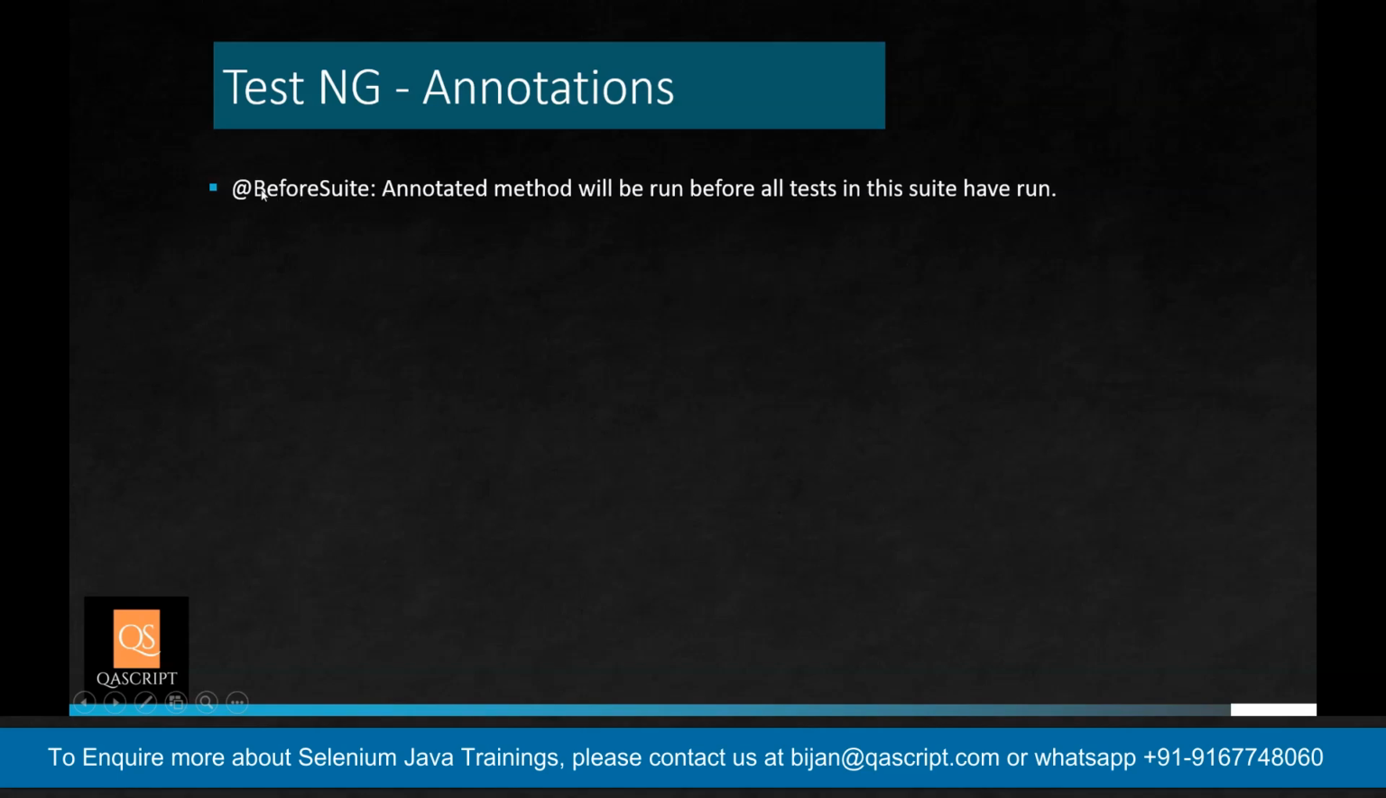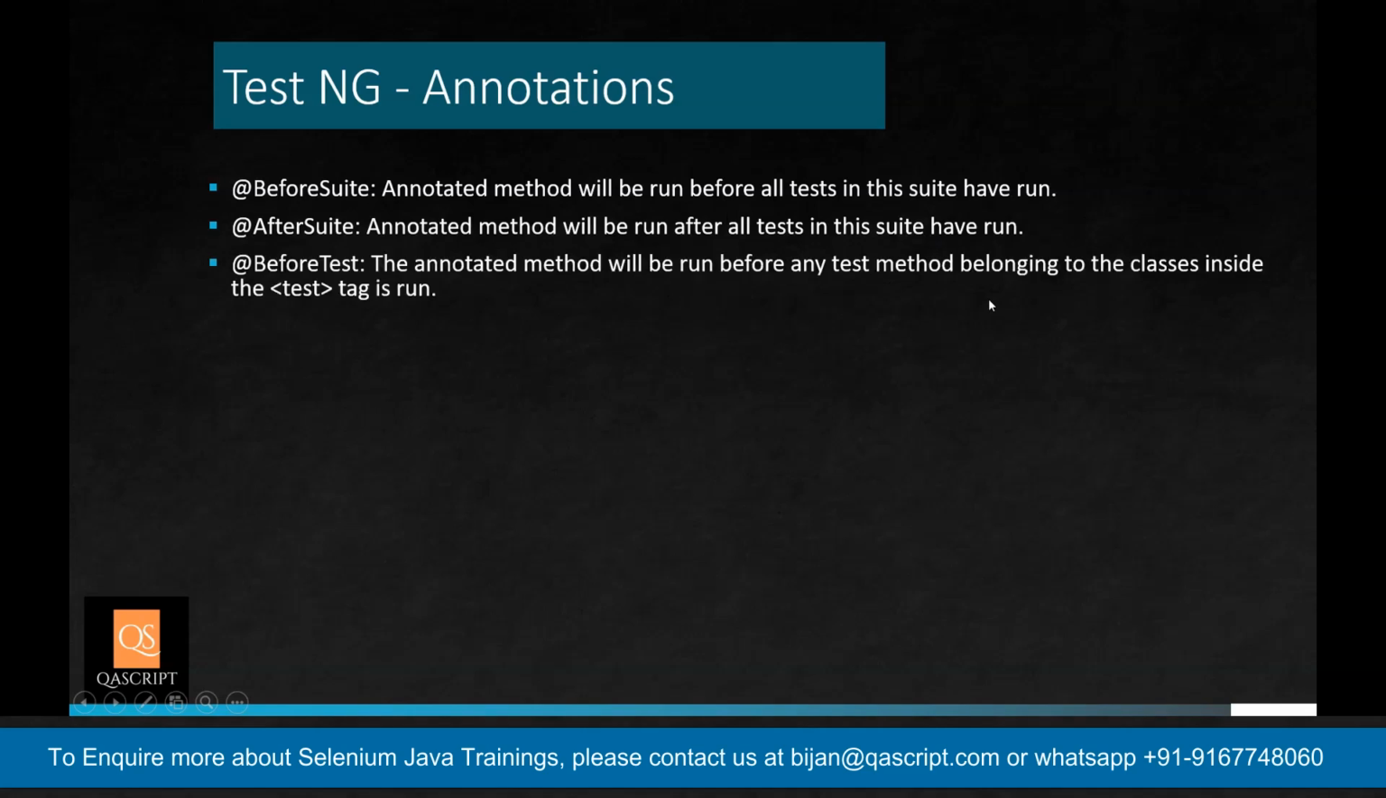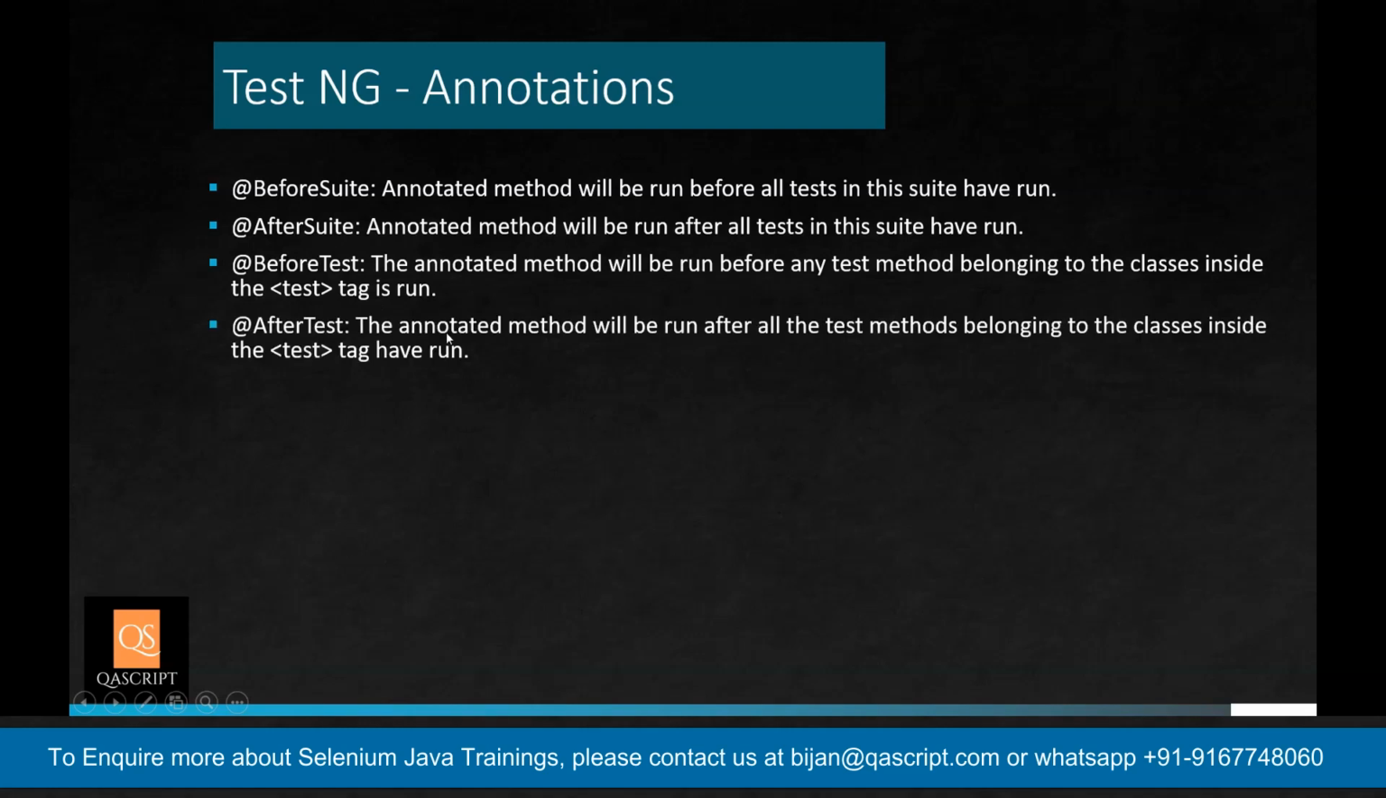Okay, so there is BeforeSuite, and this annotated method will run before all the tests in the particular suite which we are running. Okay, similarly, we have AfterSuite. So this method will run after all the tests in the suite have run. We have BeforeTest. So this will run before any test method belonging to the classes inside the test tag is run. Okay. Similarly, AfterTest will run after the test methods belonging to the classes where we have used this test tag.